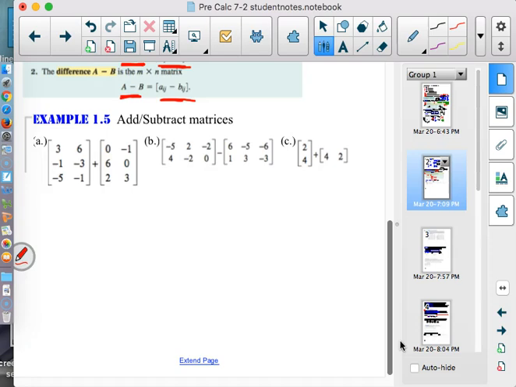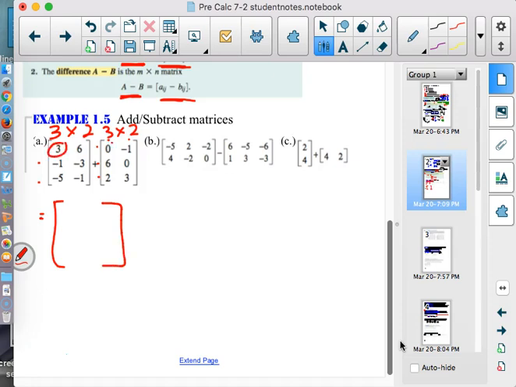Add, subtract matrices. Well, the first thing that has to happen for us to add or subtract matrices is we have to have the same order matrix. So with this one, we have 1, 2, 3 rows and 2 columns. So this is a 3 by 2. And we need to have another 3 by 2 to add that to. 1, 2, 3, 3 rows, 2 columns, 3 by 2. So we'll be able to do this math. And all we have to do is add corresponding entries.